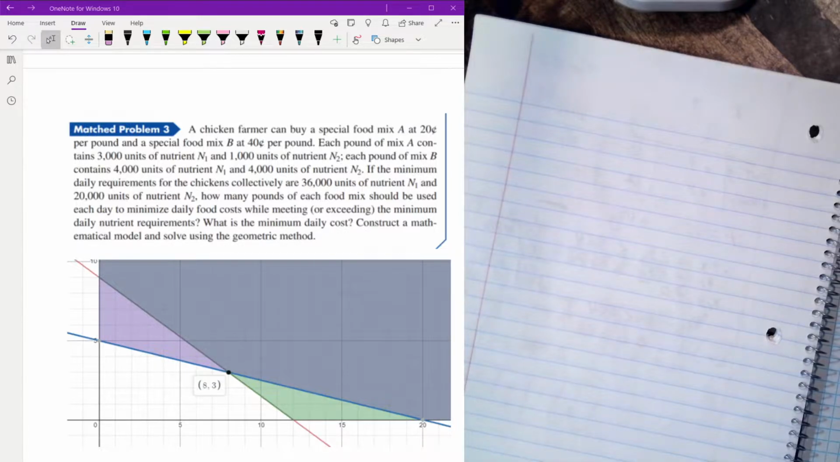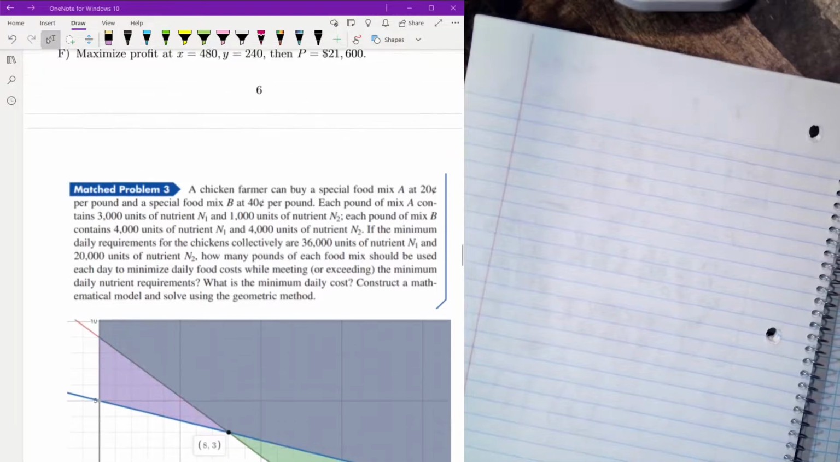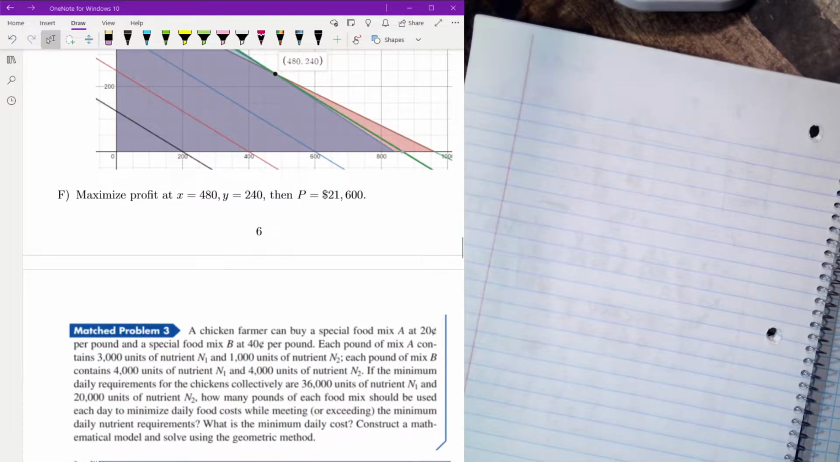In this problem, we'll give you a chance to read it. I'm going to read it with you. A chicken farmer can buy a special food mix A at 20 cents per pound and a special food mix B at 40 cents per pound. Each pound of mix A contains 3,000 units of nutrient 1 and 1,000 units of nutrient 2. Each pound of mix B contains 4,000 units of nutrient 1 and 4,000 units of nutrient 2.